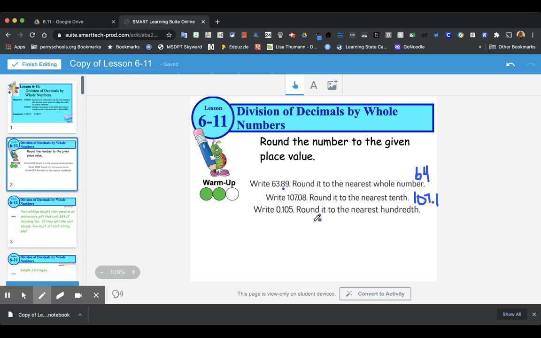And finally, the third one, for 105 thousandths, we're rounding it to the nearest hundredth. So we're going to look at that 0 again, and the 5 is going to tell us what to do. We know that if it's 5, 6, 7, 8, or 9, it rounds up. So we're going to round it up to 0.11 or 0 and 11 hundredths.